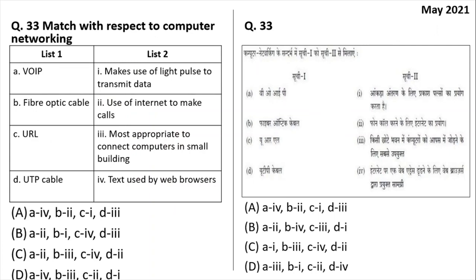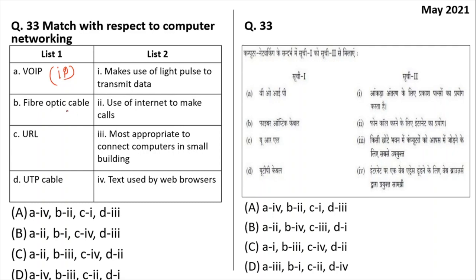Again, match the following question. So there is list 1 and list 2. VOIP stands for Voice Over Internet Protocol. So it is used for making calls over the internet. So VOIP, if you match, this will be second.